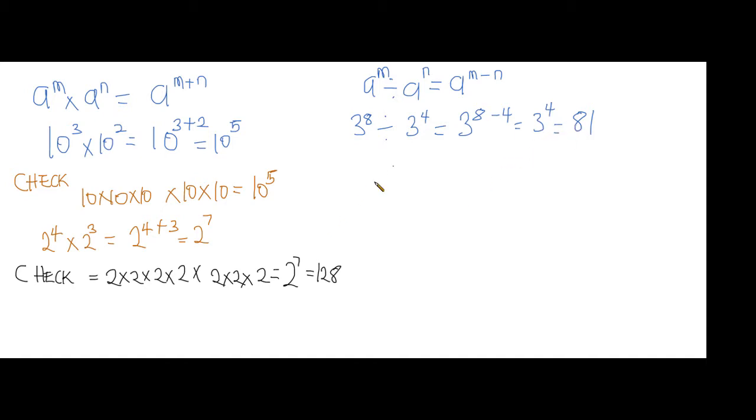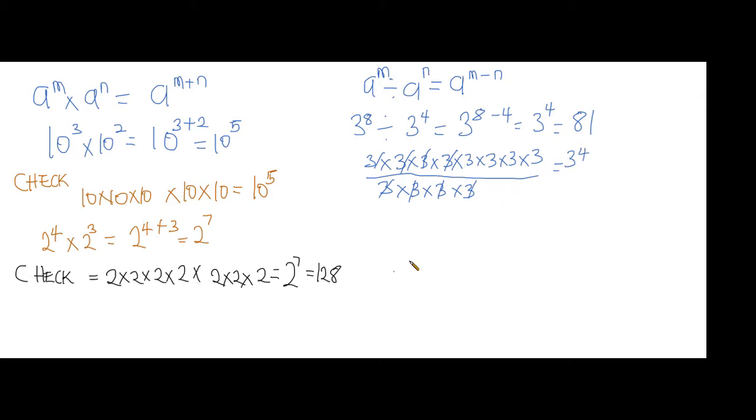We can also check, whereby we have 3 raised to power of 8. 3 raised to power of 8 is 3 multiplied by 3 in 8 places, that's 1, 2, 3, 4, 5, 6, 7, 8, all divided by 3 raised to power of 4, 1, 2, 3, 4, and this will cancel out, this will cancel out, and this will cancel out. So we're left with how many threes? 1, 2, 3, 4.